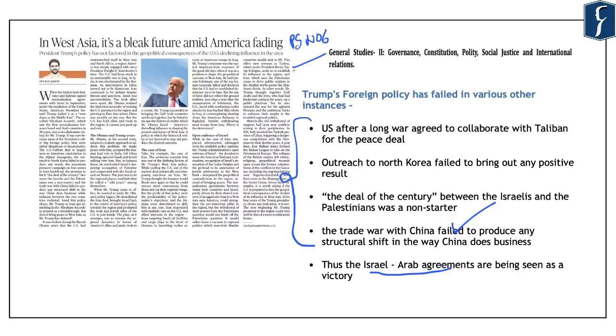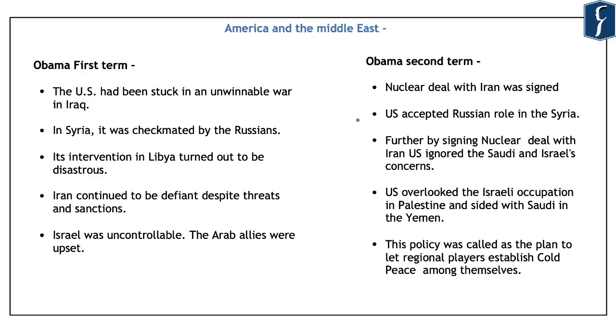So in this background, let us first look at the way in which the Obama administration had dealt with the Middle Eastern region and how it reflected upon the realities of the Middle Eastern region. Now, during the first term of the Obama administration, the United States of America was stuck in an unwinnable war with Iraq that was getting stretched beyond time.